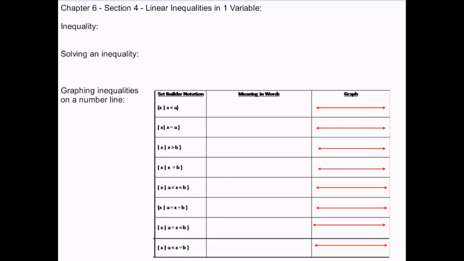Equations and inequalities have some similarities and some differences. They're like equations in that we use the same steps to solve them, but an equation is a statement of equality. So if you have your balance scale, the two sides are going to be at the same exact level. An inequality is a statement that says one quantity is greater than another, or less than another. It depends on how you want to look at it.